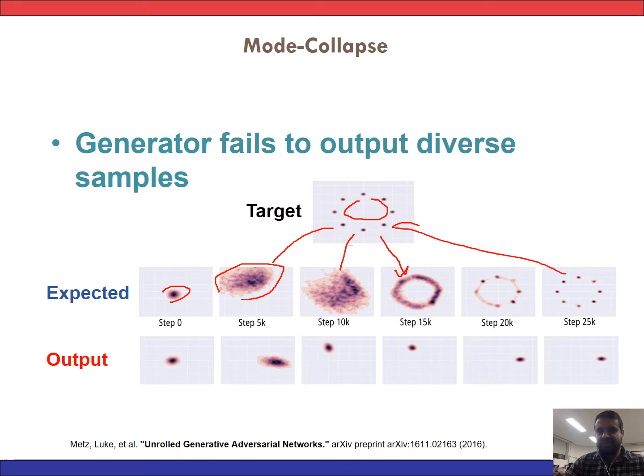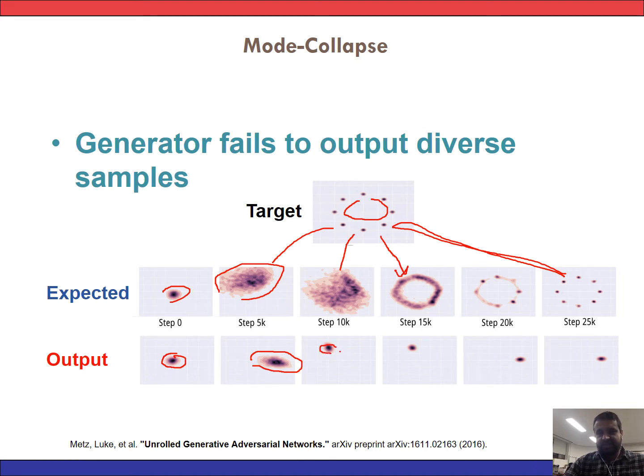So here we can see that the generator is successful in generating this distribution, but this is not always the case. Sometimes at zero iteration the generator generates this way. After 5k iterations it generates a distribution like this, and after 10k it is now focusing on a specific mode.